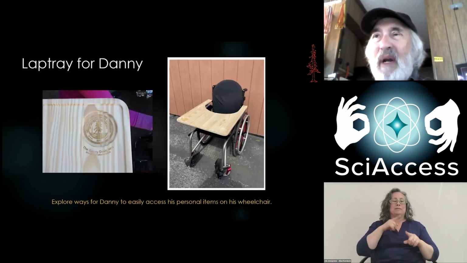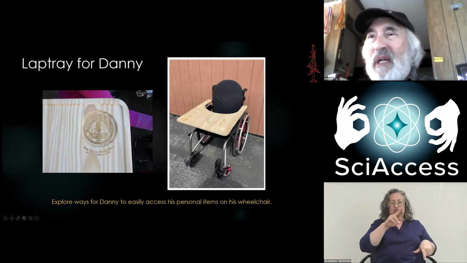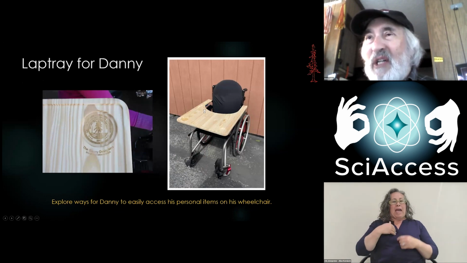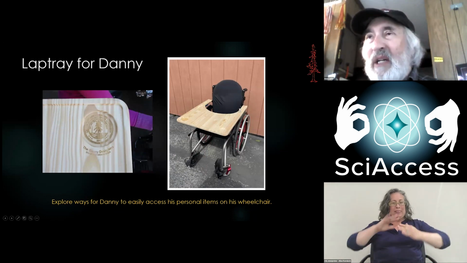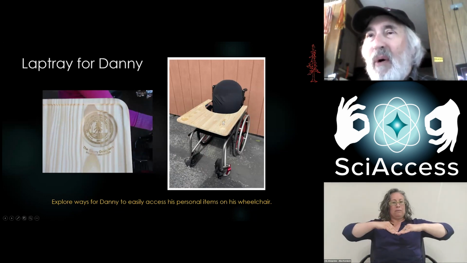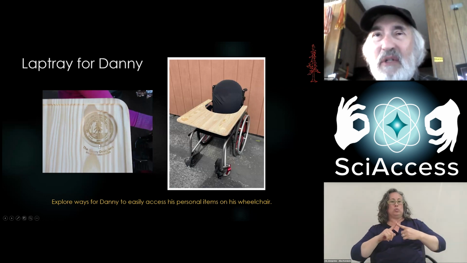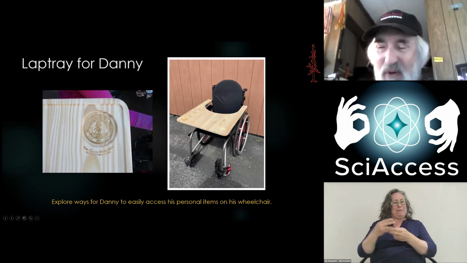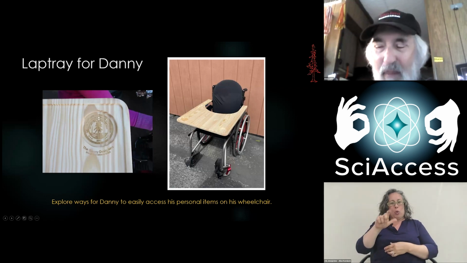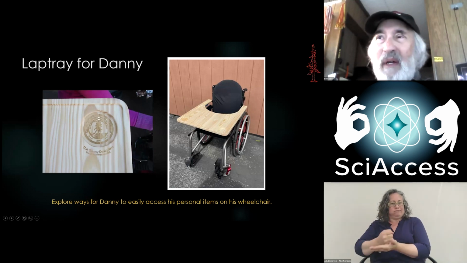This is a lap tray for Danny. This is really interesting. It sort of hinges in the middle here, and as it's unhinged, it engages the armrest to hold it in place. And the students put their team name and the Stanford logo in the corner in a cup holder device. So that was really well done.